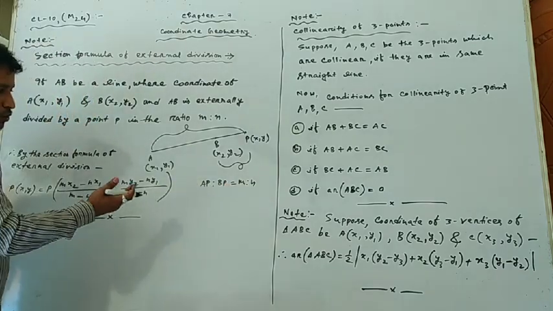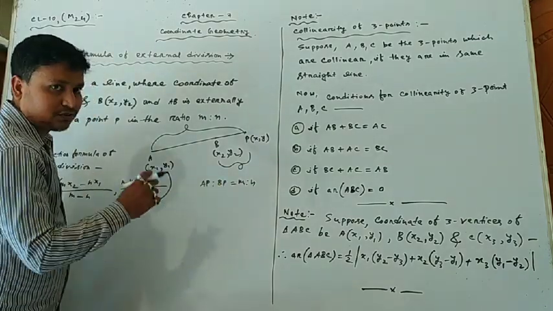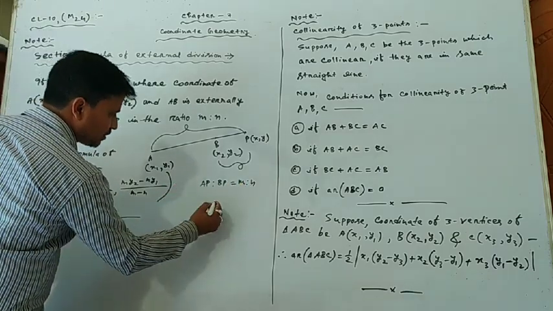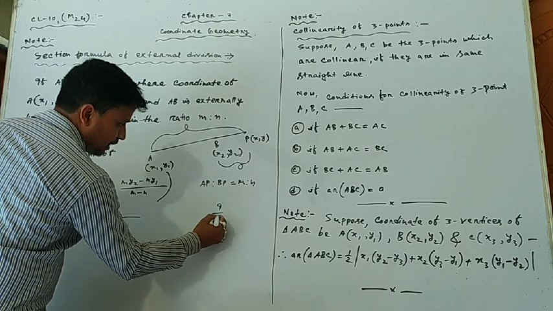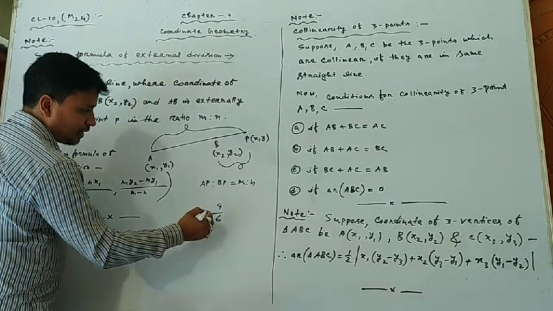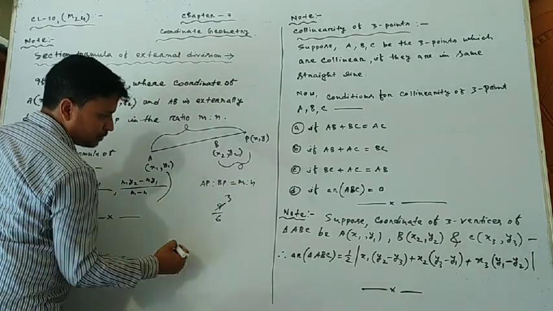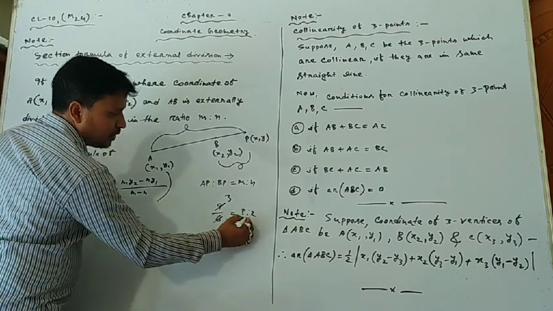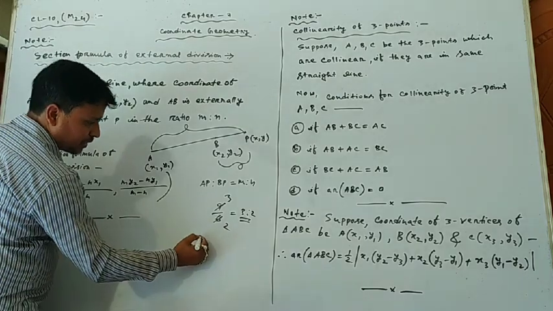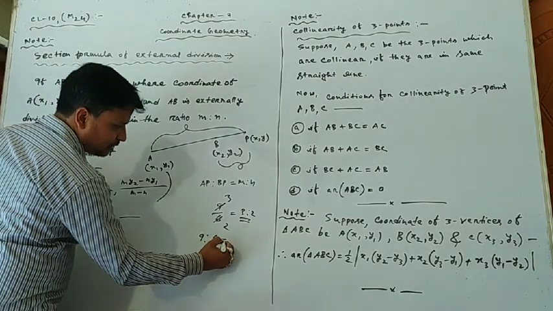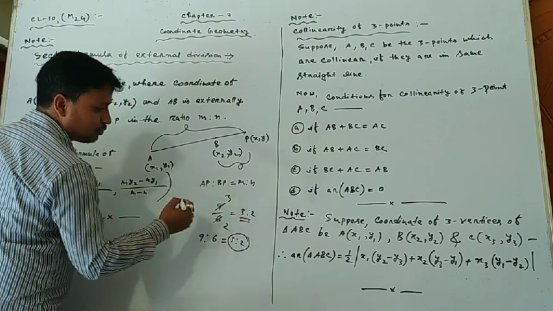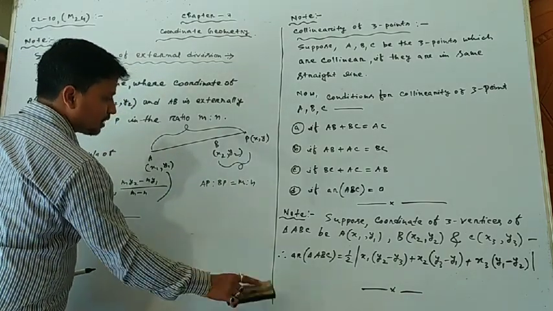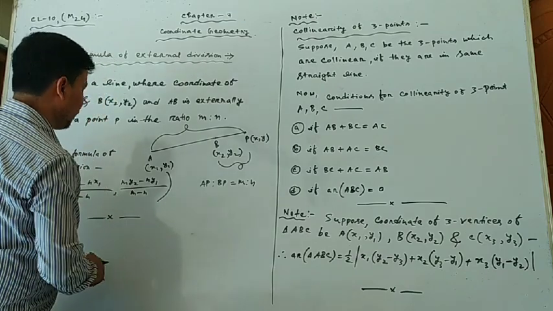After that you have to cancel common factors, then you will get the lowest terms. That lowest term will be the ratio. Suppose AP length is 9 and BP length is 6. Then if you cut by 3, it will be 3 threes are 9, 3 twos are 6. Then your ratio is 3 is to 2. It is M is to N. That means here 9 is to 6 is equal to 3 is to 2. So 3 is to 2 will be the M is to N. I am just considering one example.